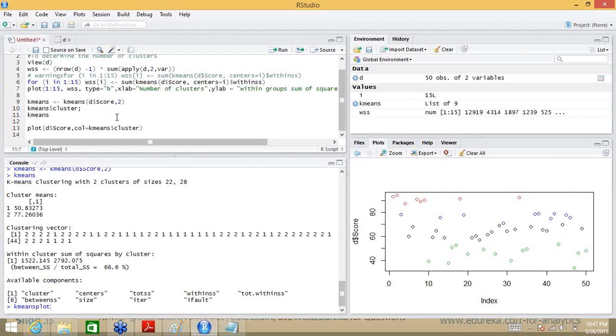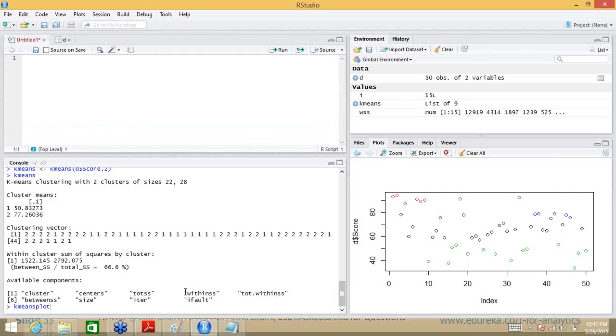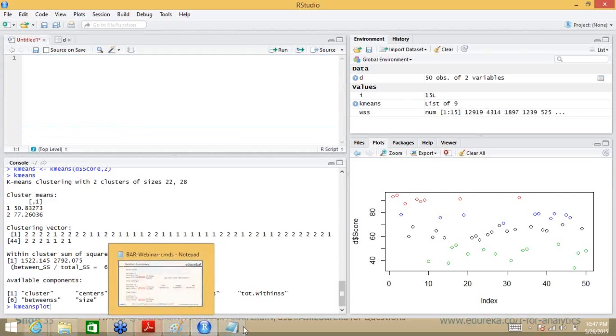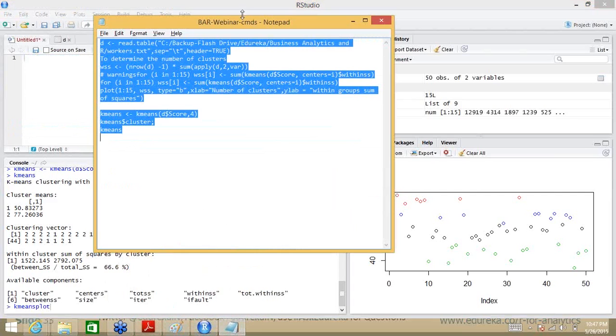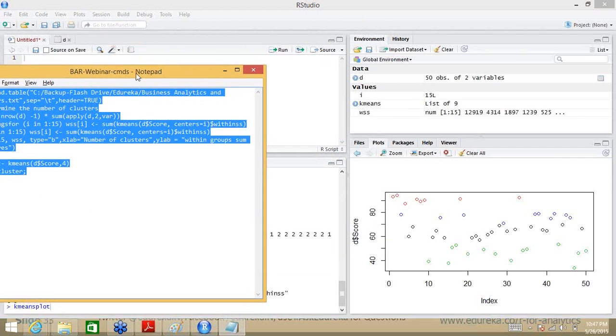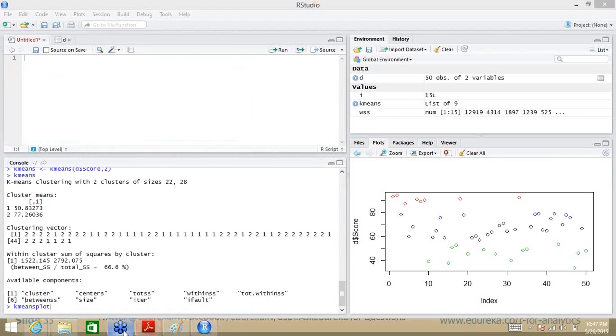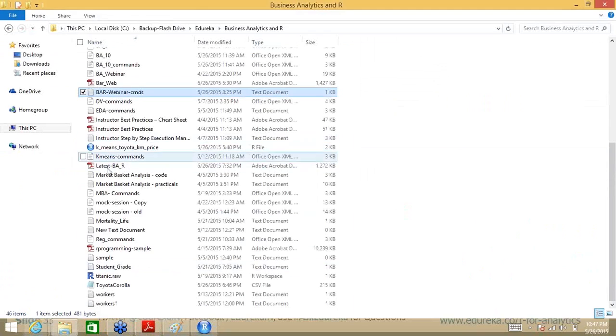Okay, friends, we'll see one other example before I go to the questions. I'll show you the example with more than one dimension. So let me go and load this for you.